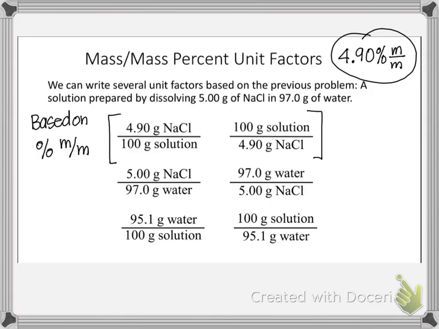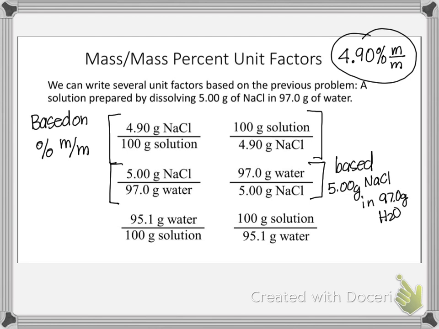Now, the other two would really be if you needed to calculate how much water, anything to do with the water, your solvent. So in this example, this ratio is based on what they gave us, that we put 5 grams of NaCl in 97 grams of water. So that's the ratio of the solute to the solvent. Okay, so that's that one. So we could use that ratio.